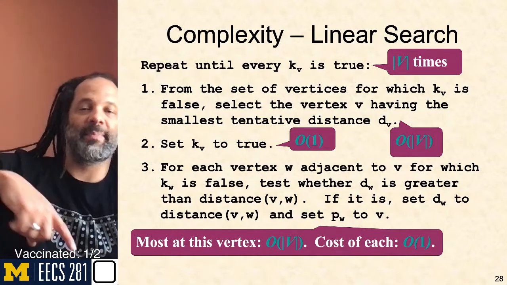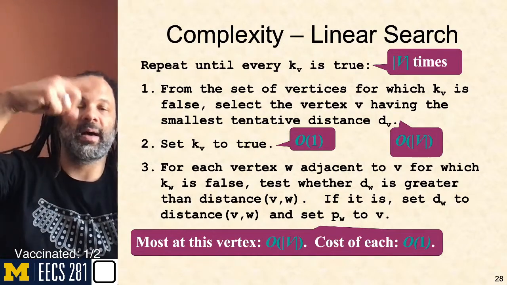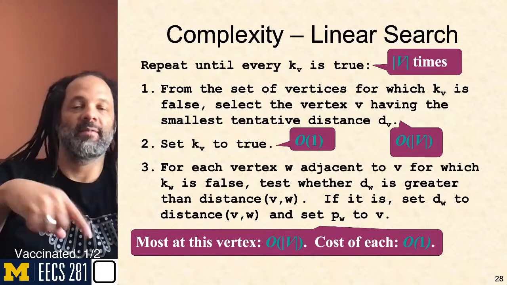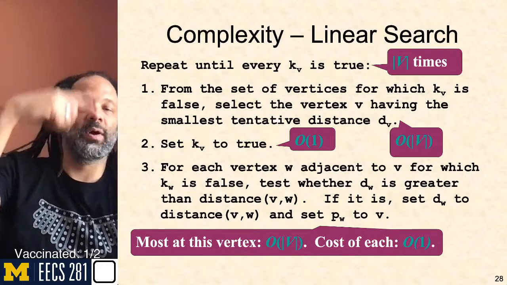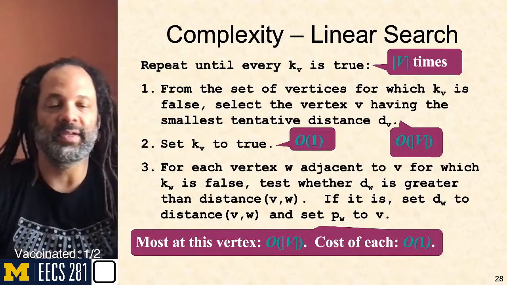So this outer loop happens V times. This is about V work, constant work, V more work. So V work, V times, V squared.